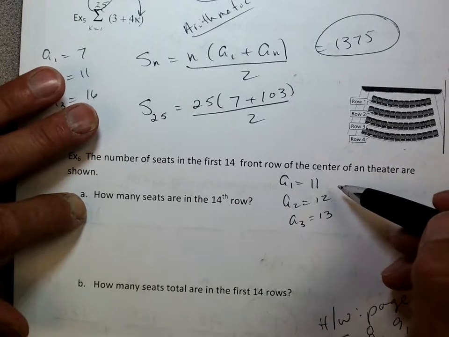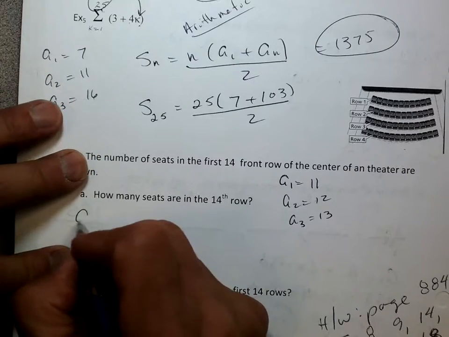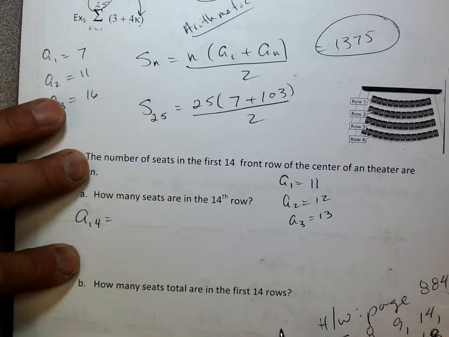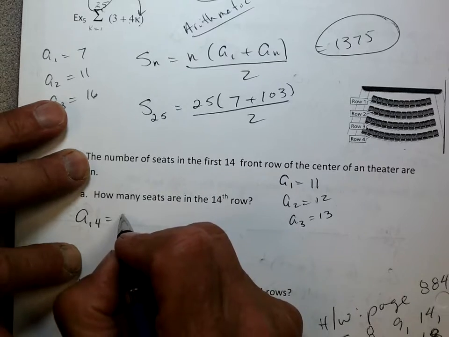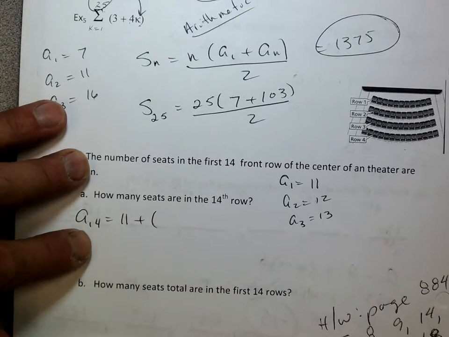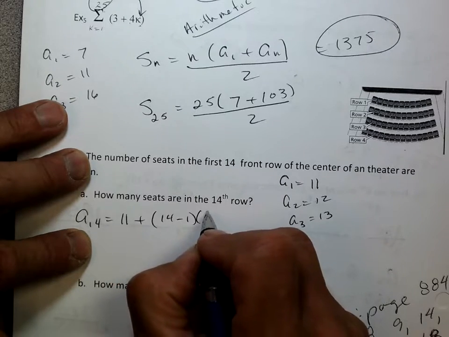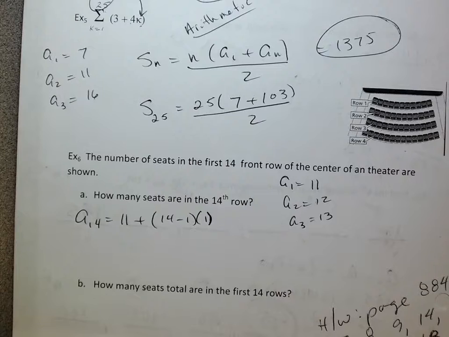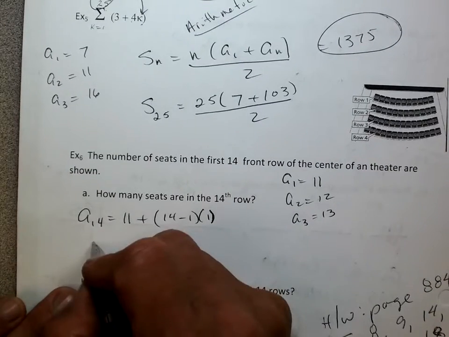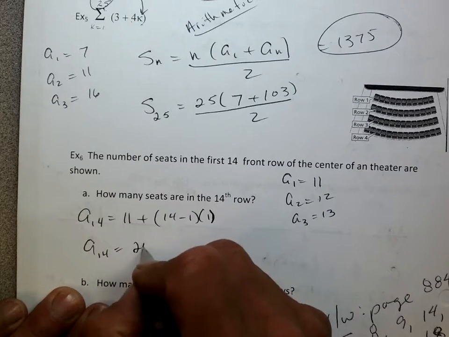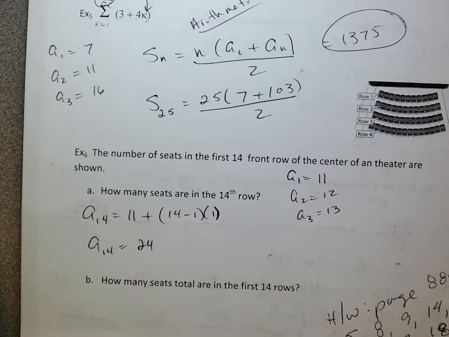But I'm going to use the formula. It is arithmetic, so I want A of 14, because that's the 14th row. That's going to be A1, which is 11, plus n, which is 14, minus 1, times d, which is 1. That will make my 14th row. So that's 11 plus 13, and I get 24. So the 14th row will have 24 chairs. Probably could have figured that out without a formula, but it was pretty quick with the formula.